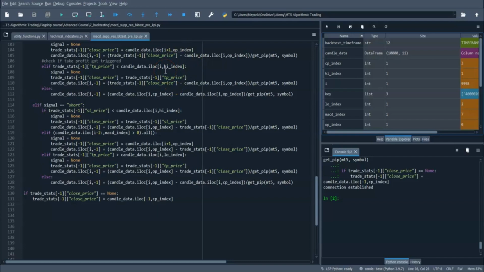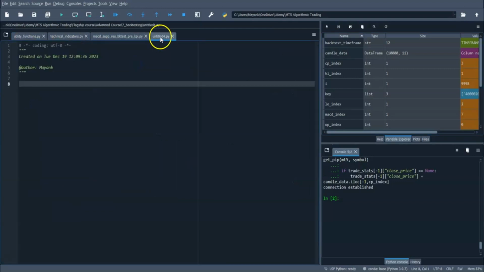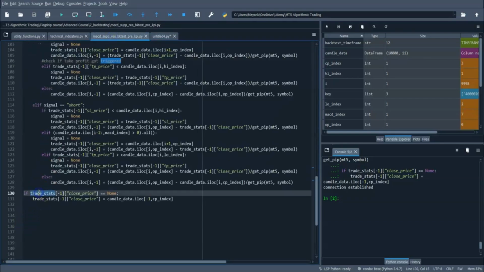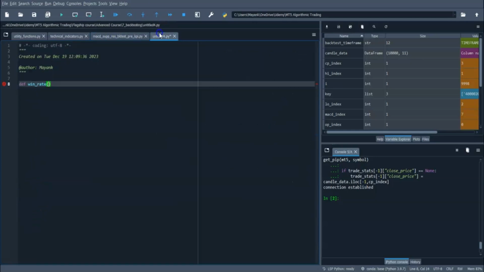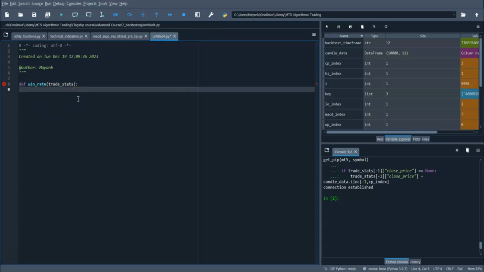So why don't I do that? Just like the utility and the technical indicator script, let me create a dedicated script and I'll call this KPI.py or performance evaluation or something like that. And here we will create all those functions. So first of all, let me create a function called win rate. And what would be the argument to this particular function? Trade stats, alright? We would have to pass this trade stats variable into this function and that would help us calculate the win rate.